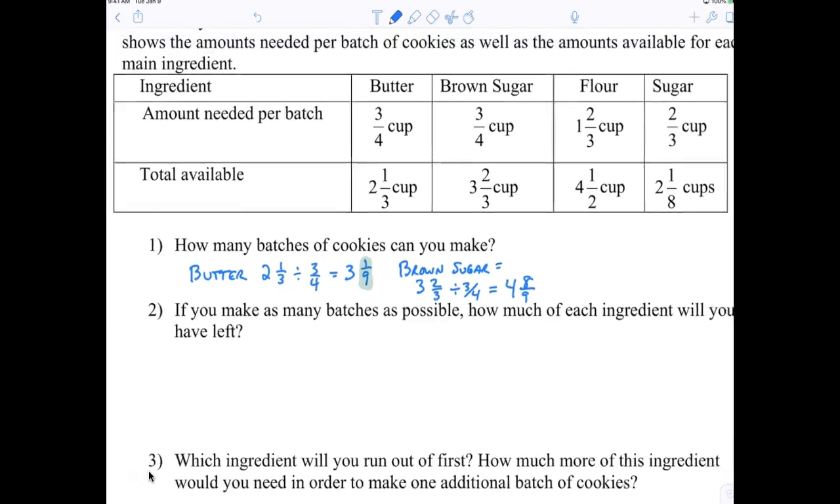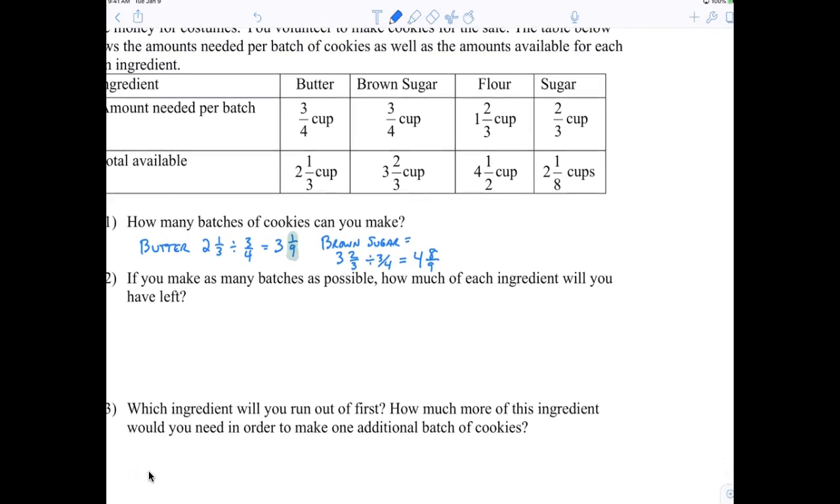All right? So now we're going to do the same thing with the flour. All right? So I'm going to write flour down. And then I want someone to explain to me the operation here. You divide. So what am I dividing? 4 1/2 by 1 2/3. And tell me what that is.